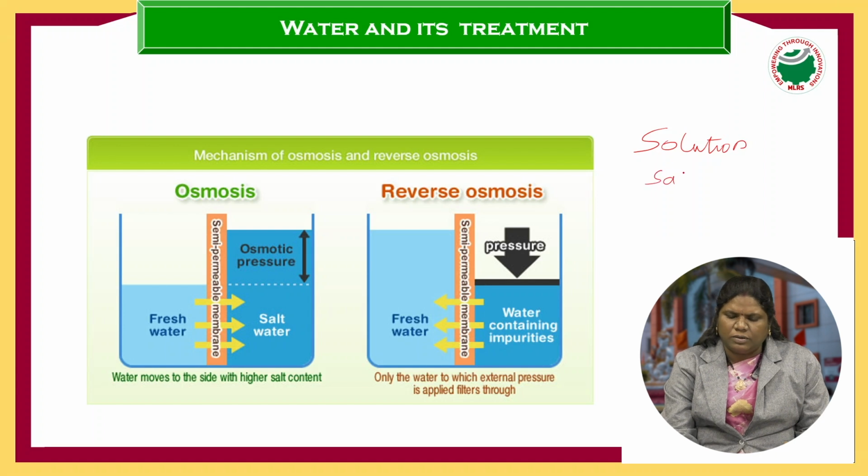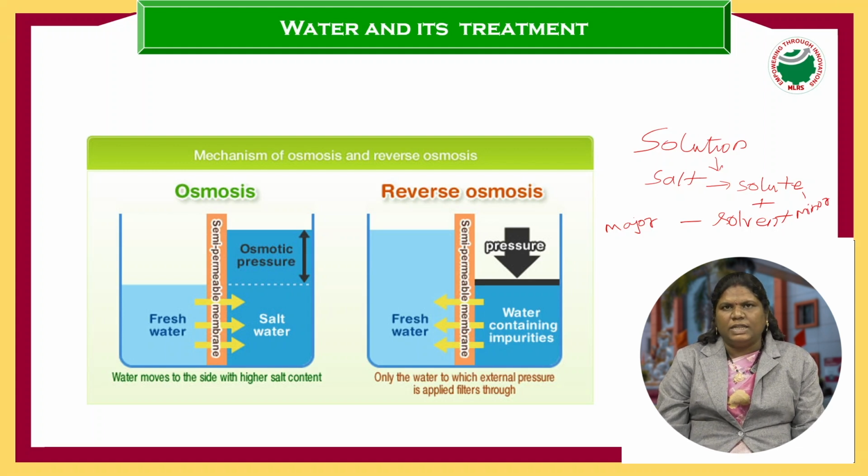For example, if you take any salt solution, a solution contains solute plus solvent. Solvent is the major part, and solute is the minor part. In a salt solution, the solvent is water. If we take a glass of water, for example 100 ml, and dissolve 1 or 2 grams of salt, which is the solute taken in a small amount, we prepare the salt solution.